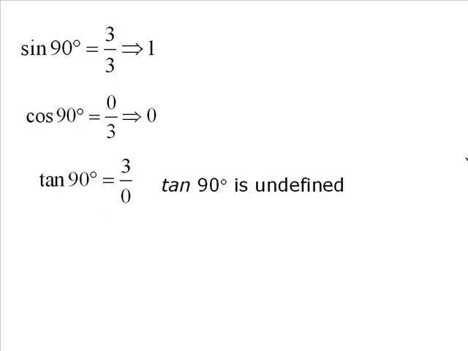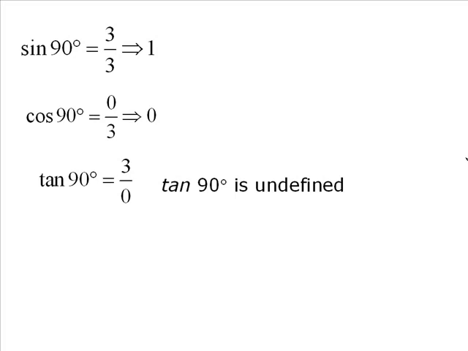So I've got the first three written up here. And I've switched, instead of just writing it as sine theta, now I'm indicating that this is the sine of 90 degrees, because that is a 90-degree angle. And we get 3 over 3, which is just equal to 1. The cosine of 90 is 0 over 3, just equal to 0. And the tan of 90 is 3 over 0, so that's going to give us undefined.